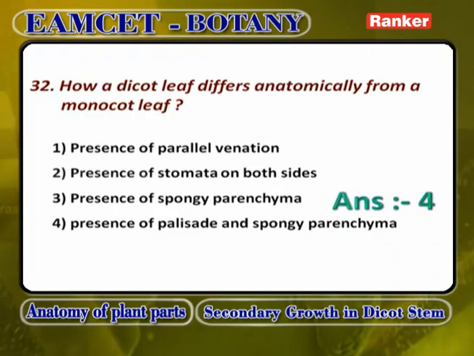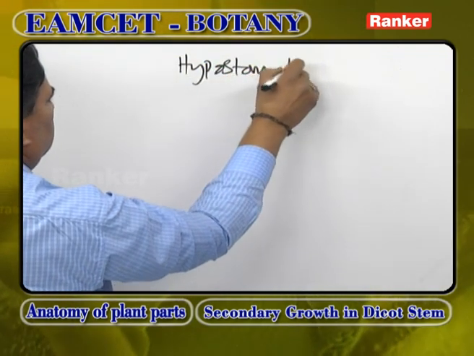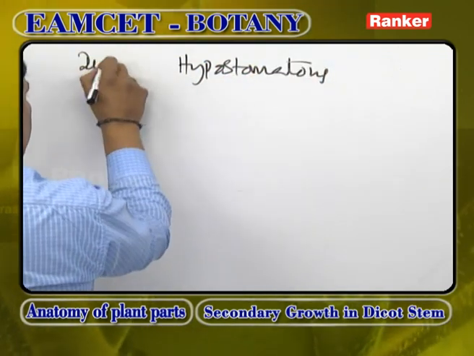How a dicot leaf differs anatomically from a monocot leaf. So now the question is how a dicot leaf differs anatomically. Presence of parallel venation: a dicot leaf does not possess parallel venation except a few like Calophyllum and Eryngium. Presence of stomata on both sides: in a dicot leaf, the condition is called hypostomatous. This is in dicot leaf.